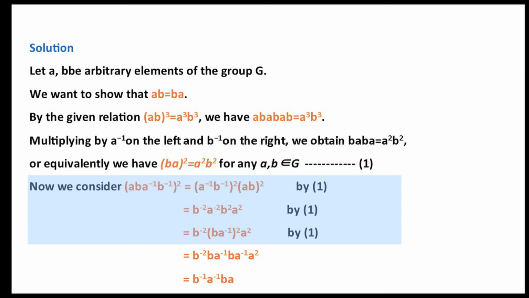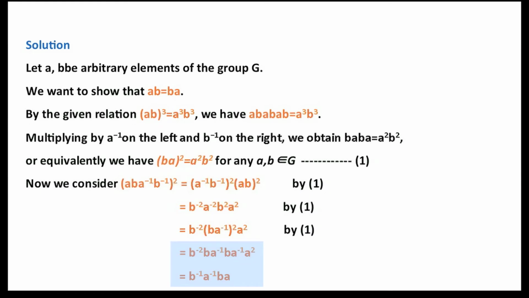b to the power minus 2 (b a to the power minus 1) the whole squared a squared, which is again equivalent to b to the power minus 2 b a to the power minus 1 b a to the power minus 1 a squared, which is finally equivalent to b to the power minus 1 a to the power minus 1 b a.